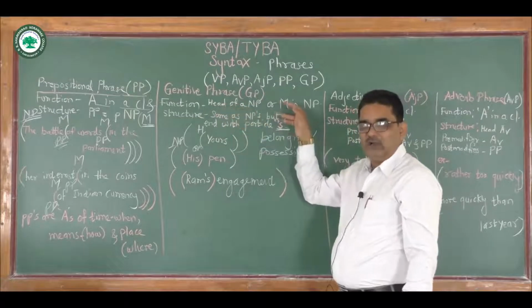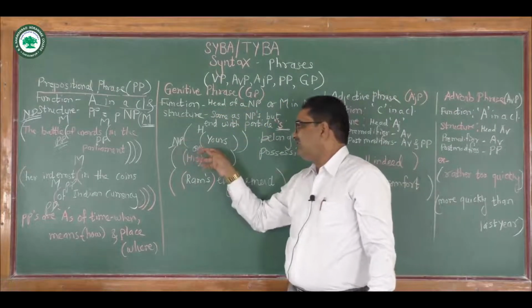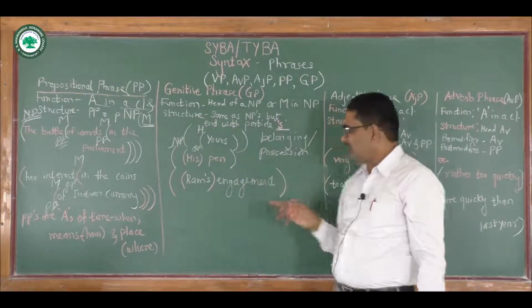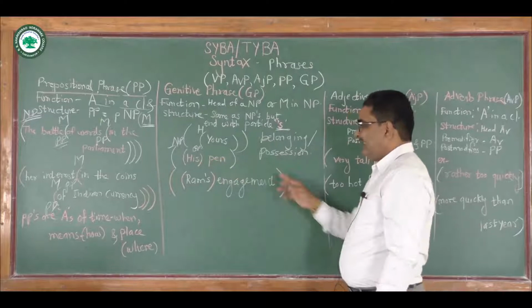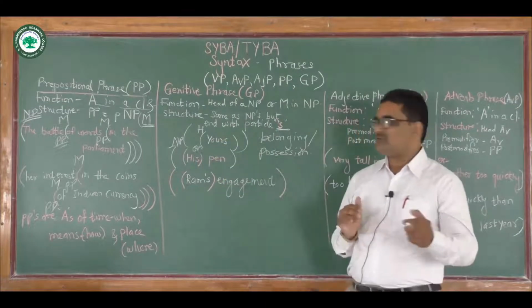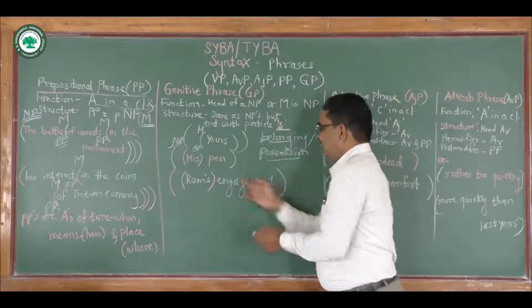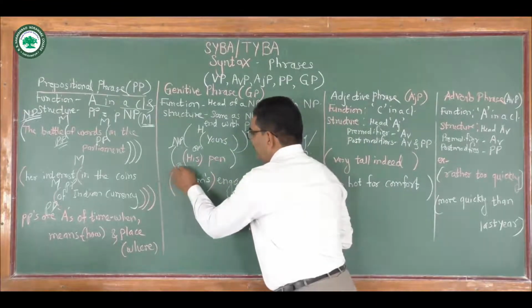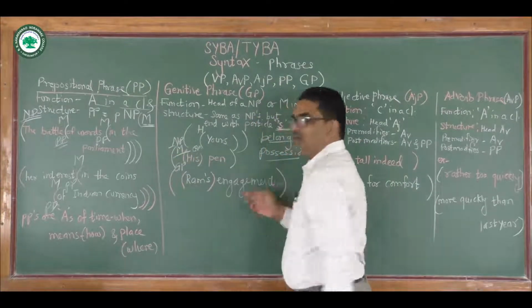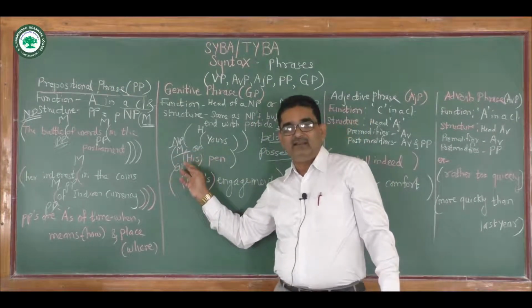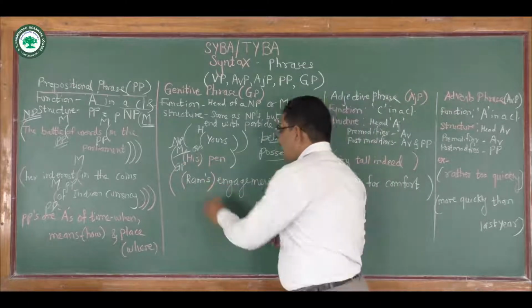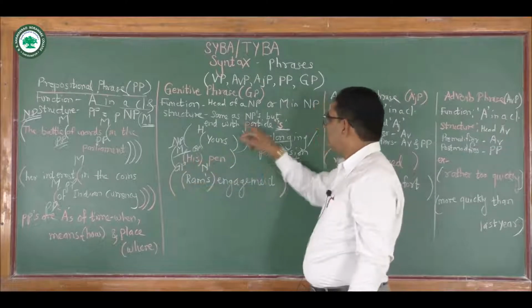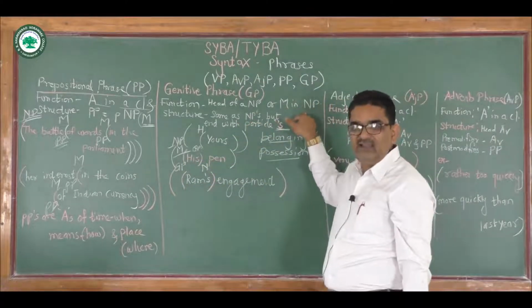So which phrase is it? It is a genitive phrase, but it functions as head of a noun phrase. Then next, his pen. What does it show? It shows belonging or possession. His is again a genitive phrase. What does it function as here? Modifier, premodifier. It comes before the head word. The head word is pen, a noun. So it functions as modifier in a noun phrase.